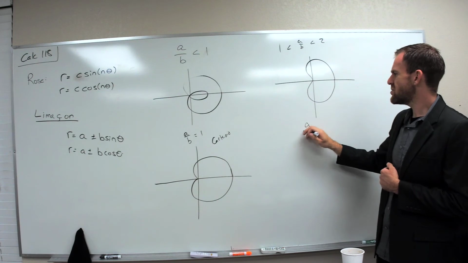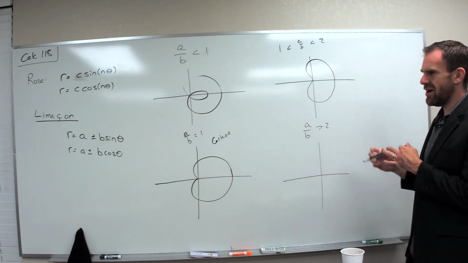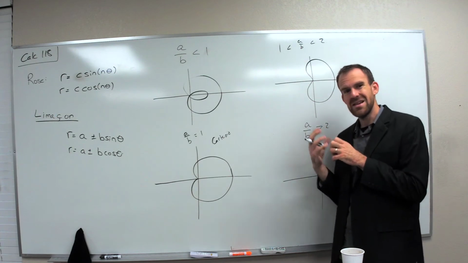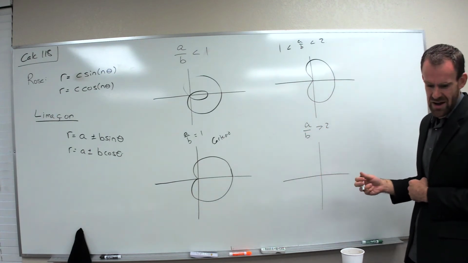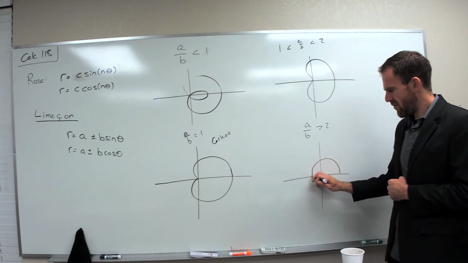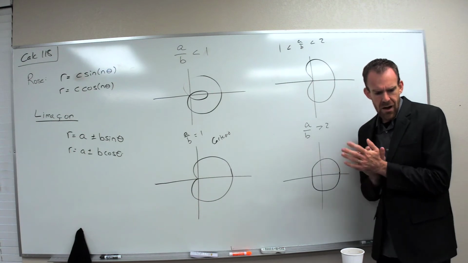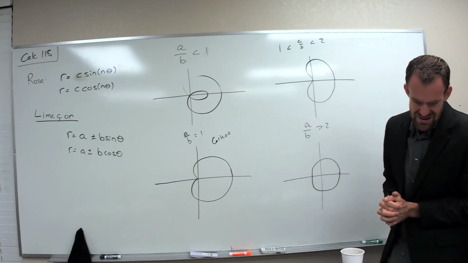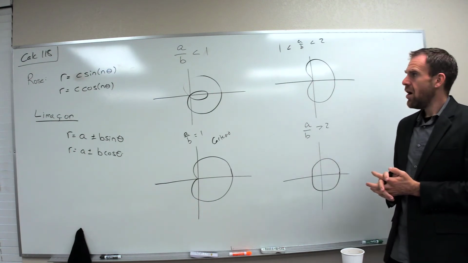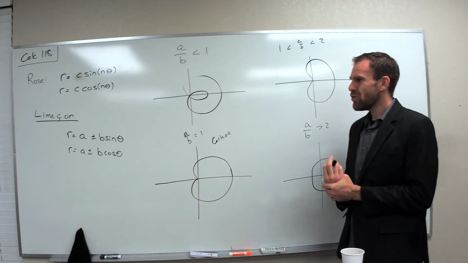Now, if a over b is greater than 2, what you get is that the a, the constant, takes over and it looks more circle-like. And then you just get a little flat part on one side. Okay? So that is that. These are your limaçons.